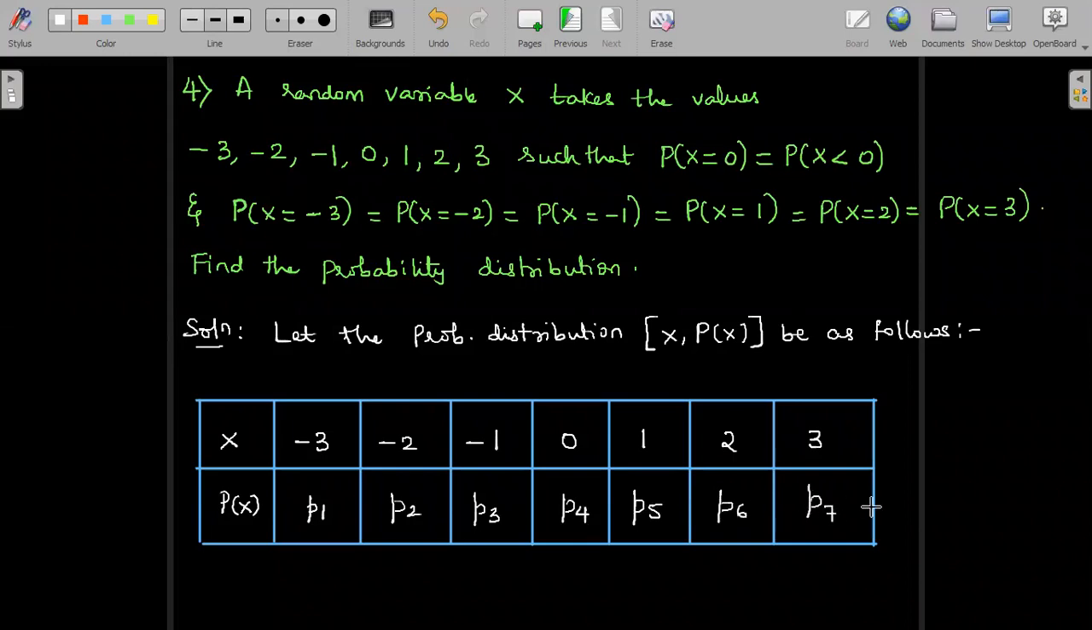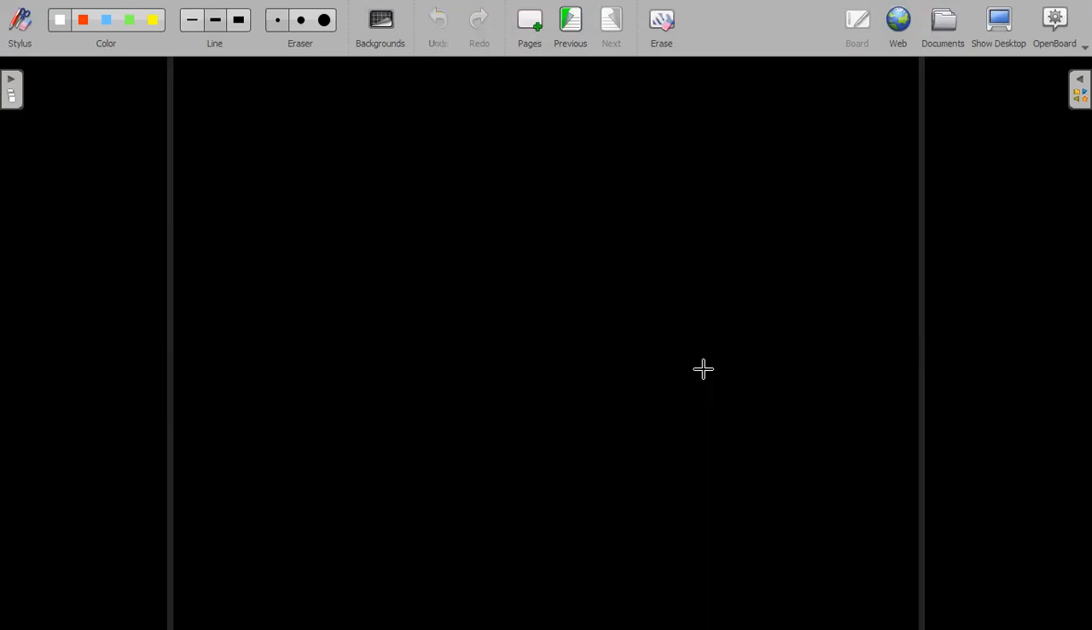Now with these values, we will apply the conditions of probabilities. Two conditions are given for us. Probability of x equal to 0 is equal to probability of x less than 0. Probability of x equal to 0 is nothing but P4 according to our assumption, and P4 is equal to probability of x less than 0. Less than 0 means -3, -2, -1. So using that, we will get an expression in terms of P4 and the remaining. Let us use that first condition.